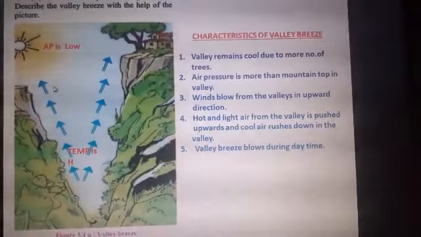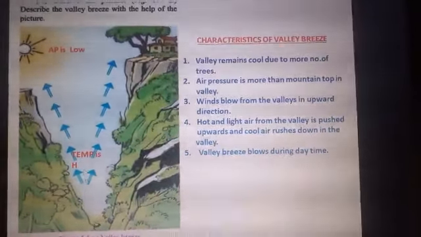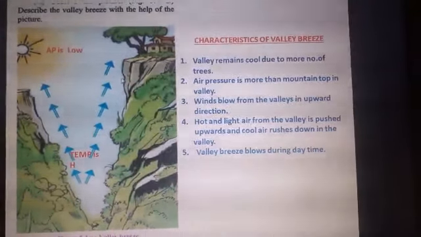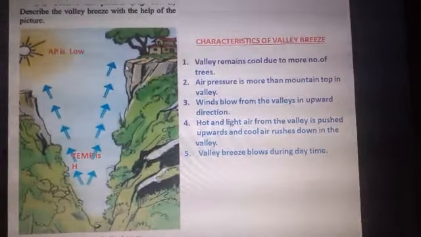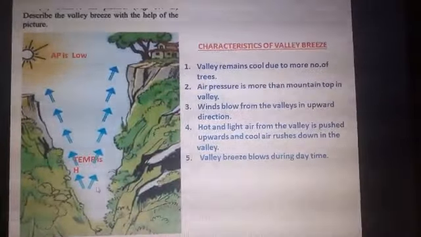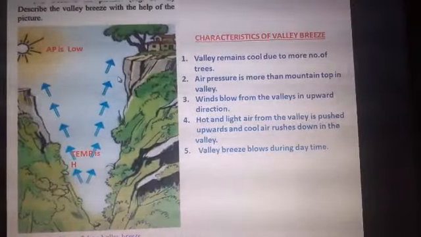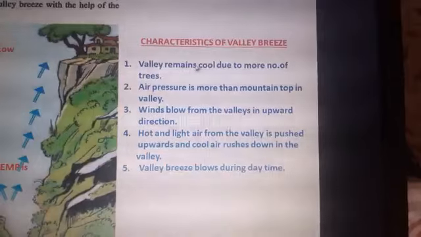Now you can see here the arrows they have shown. So winds are blowing. Winds are blowing from where? From the valley to the upper part, to the hilly region, from the valley to the mountainous region. So these winds are called valley winds because the winds are blowing from the valley towards the upper region. Okay, let us see the characteristics of valley breeze.